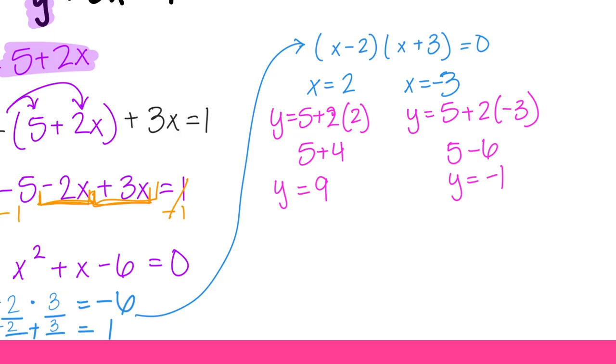So in this case, my answer is going to be one solution is 2, 9. And the other solution is negative 3, negative 1. And that's it for this question.